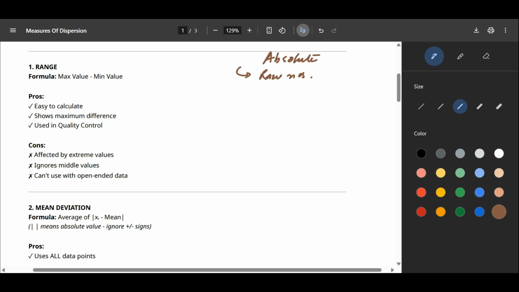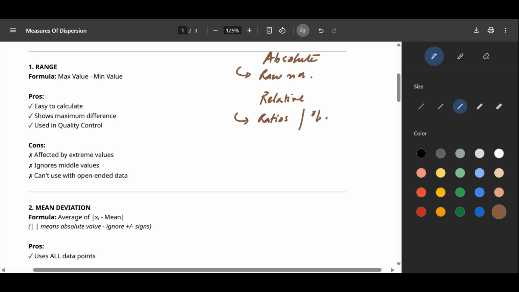All right. Next comes the relative measures. These are ratios or percentages. They are unitless, which makes them perfect for comparing the spread of different data sets. Like asking, is the height of plants more variable than their weight? Like that. Got it? Absolute for the raw facts, relative for the comparisons.